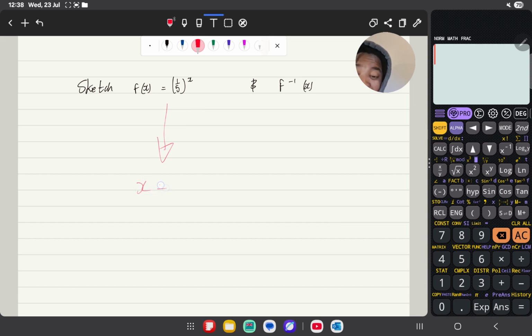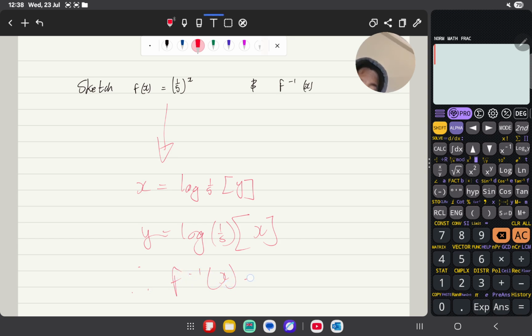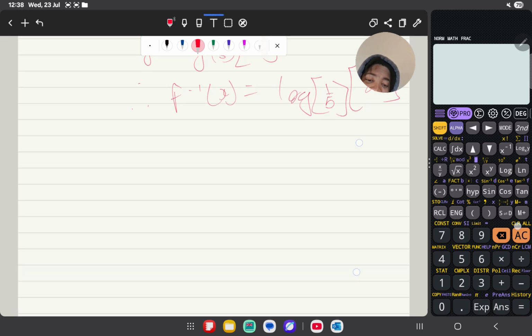You have x equals what? Log, and then your base 1 over 5, and then you have y, and then after that you swap them. y equals log base 1 over 5 of x, right? Then therefore f inverse of x is log base 1 over 5 of x.